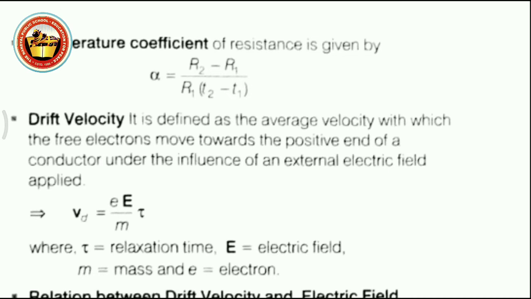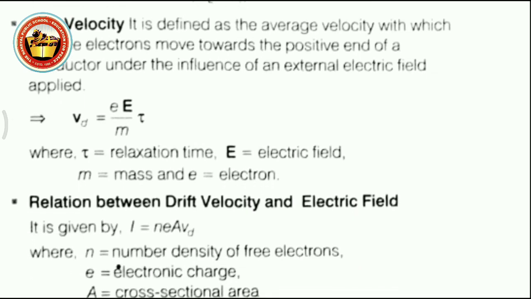Alpha is temperature coefficient of resistance. R2 is resistance at T2 temperature. R1 resistance at T1 temperature. T1, T2, two temperatures.